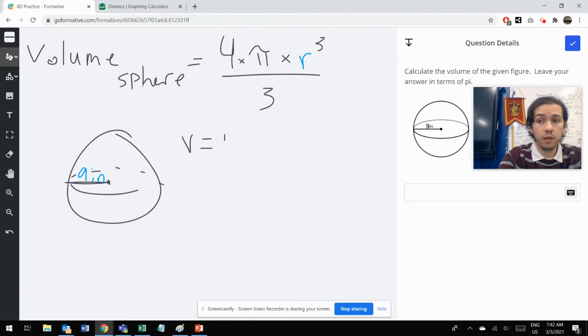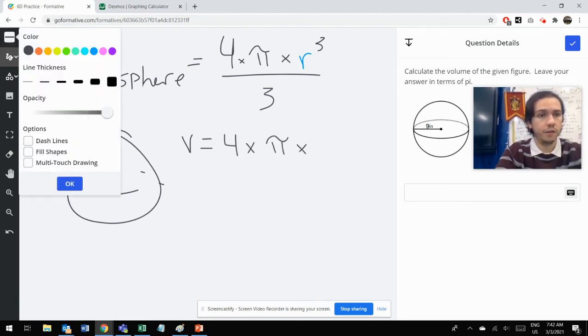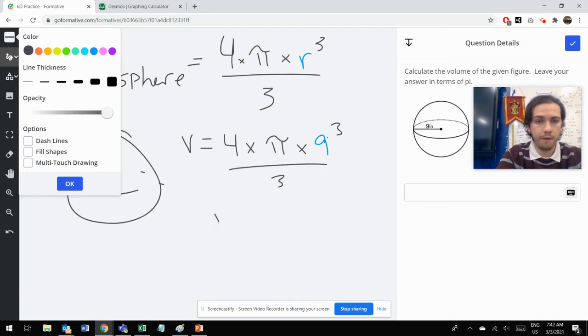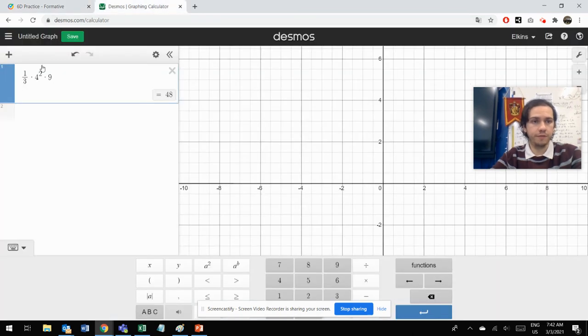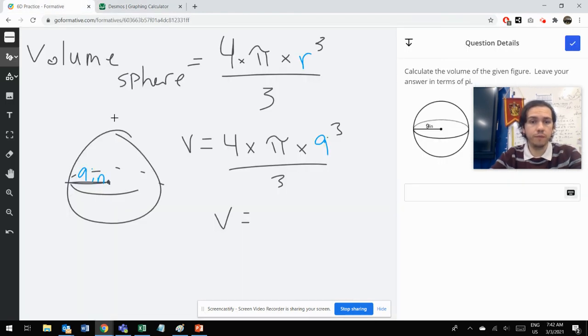So then the volume would be 4 times pi times the radius, which is 9, to the third power over 3. Remember, we want our answers in terms of pi, so I'm not going to type pi in my calculator. I'm going to do 4 times, skip pi, 9 to the third power over 3. Make my fraction, 4 times 9 to the third power over 3. That gives me 972.